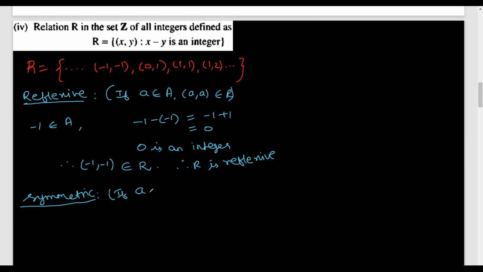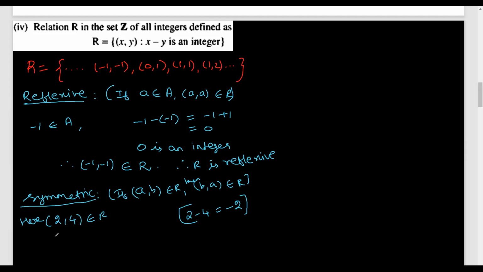The next is symmetric. If (a, b) belongs to R, then we should have (b, a) also belongs to R. If we choose two numbers in such a way that it will be true, we will choose (2,4) belongs to R. The reason: 2 minus 4 is -2, that is an integer, so that is true here. If we take (4,2), so 4 minus 2 is plus 2, it is also an integer. Therefore, R is symmetric.